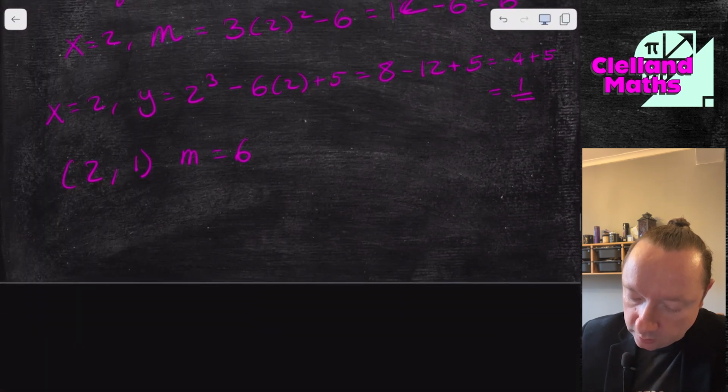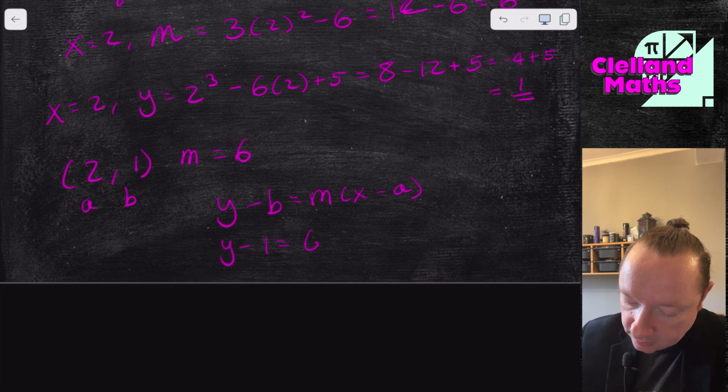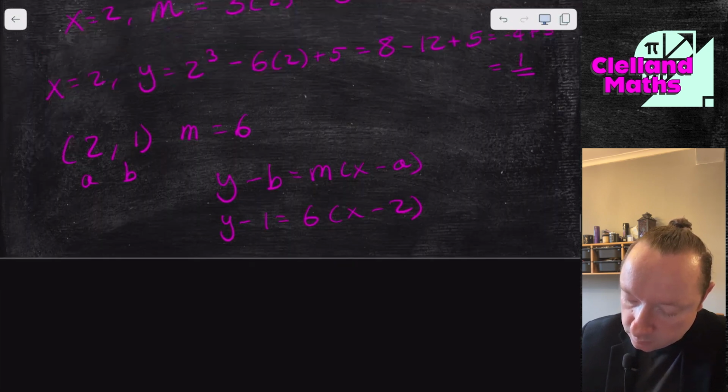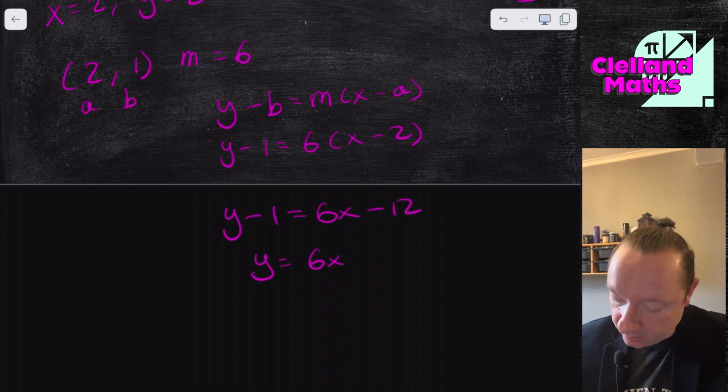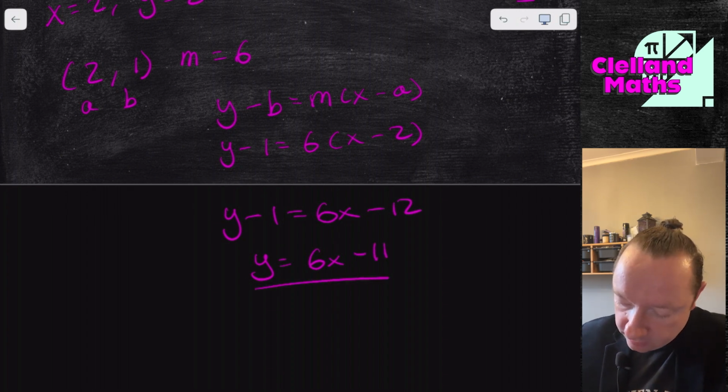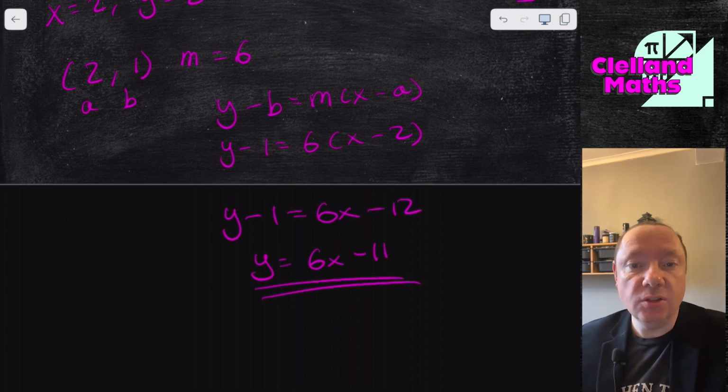Nice. So we can use a and b. Y minus b is m times x minus a. So we've got y minus 1 equals 6 times x minus 2. Y minus 1 is 6x minus 12. So y equals 6x minus 12, add 1 is minus 11. Watch your signs. There's the equation of the tangent to the curve.